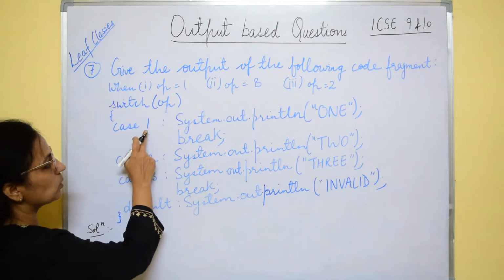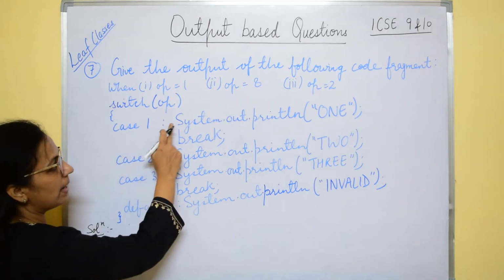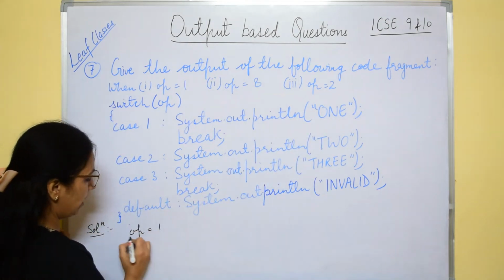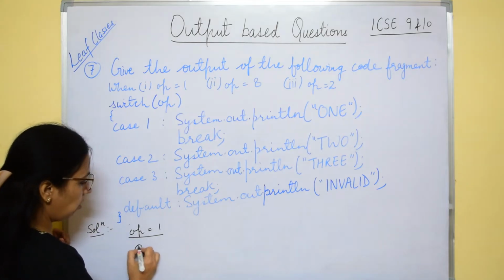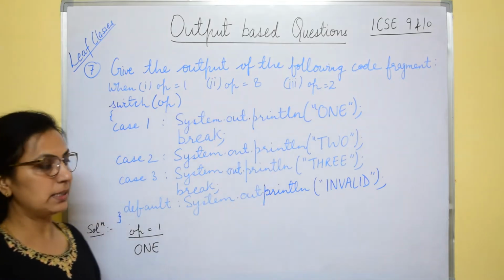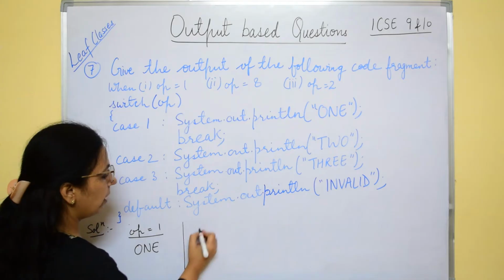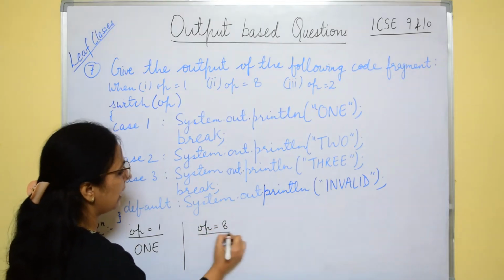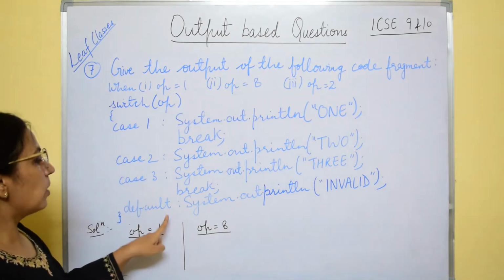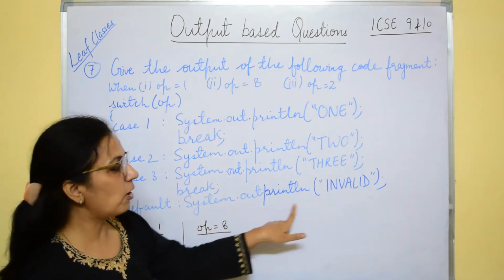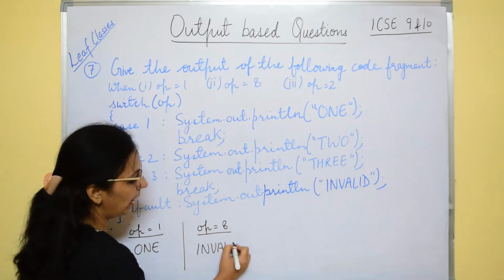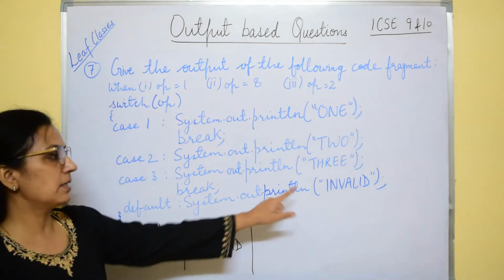Now op equals 1, it will come to case 1 and print 1. So when op equals 1, the output will be ONE. Again here please take care of the capital and the small letters, lower and upper case. Then when op is equal to 8, there is no 8 in any of the given cases, so it will go to default, and in default it is written invalid. So the output will be INVALID in upper case as it is written here.